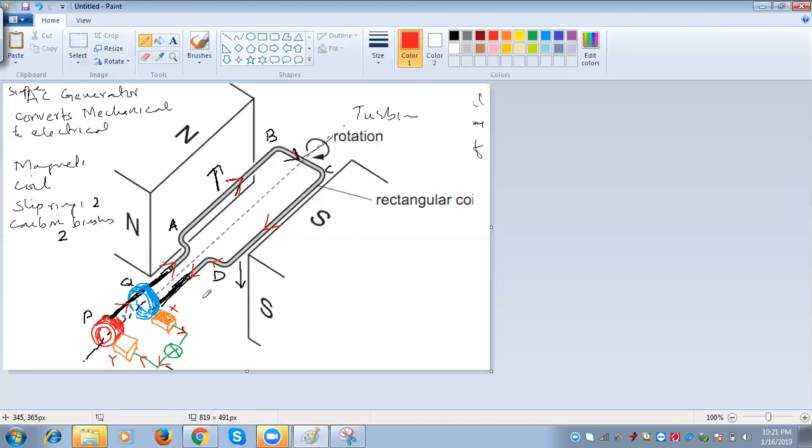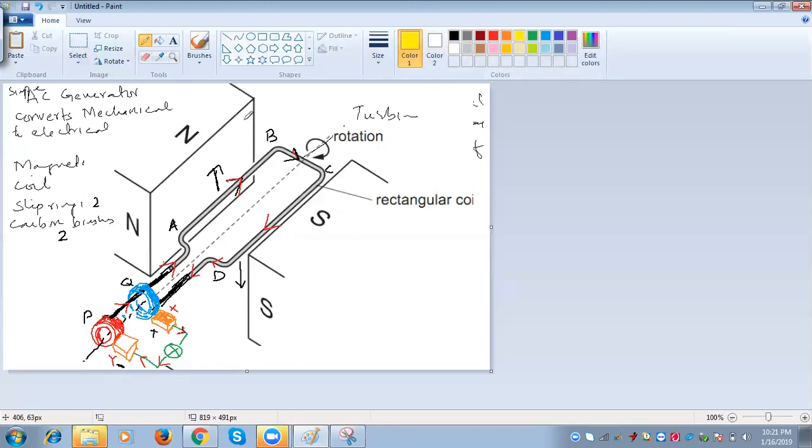Because this part is not seen, we need this part to see the carbon brush through which the current comes out. So X will be positive and Y will be negative. It's like the positive terminal of the battery and this is the negative terminal of the battery, right? Then the coil becomes vertical. So here the field lines are in this direction.